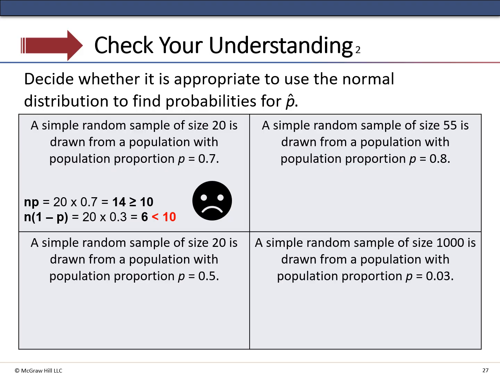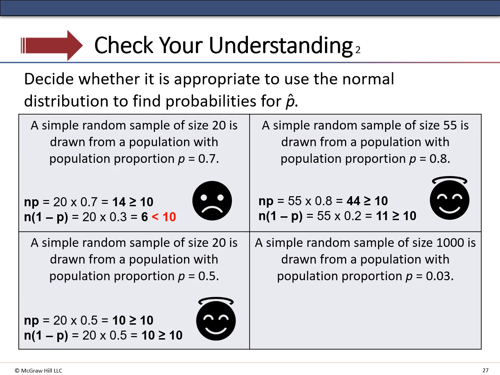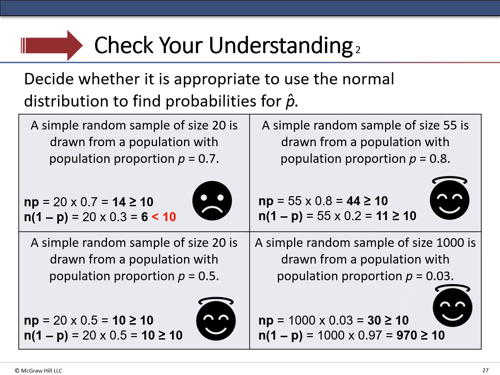So in the first one, you can see that the second calculation is only equal to 6, which is less than 10, so we cannot use the normal distribution. In the second one, or the top right, we can see that both of these values, one is 44, one is 11, so they're both greater than or equal to 10. We can go ahead and use the normal distribution. Here notice that both of the values are exactly equal to 10, but that's okay, and we can use it. And the last one, we have values that are much greater than 10, so we can use it again.